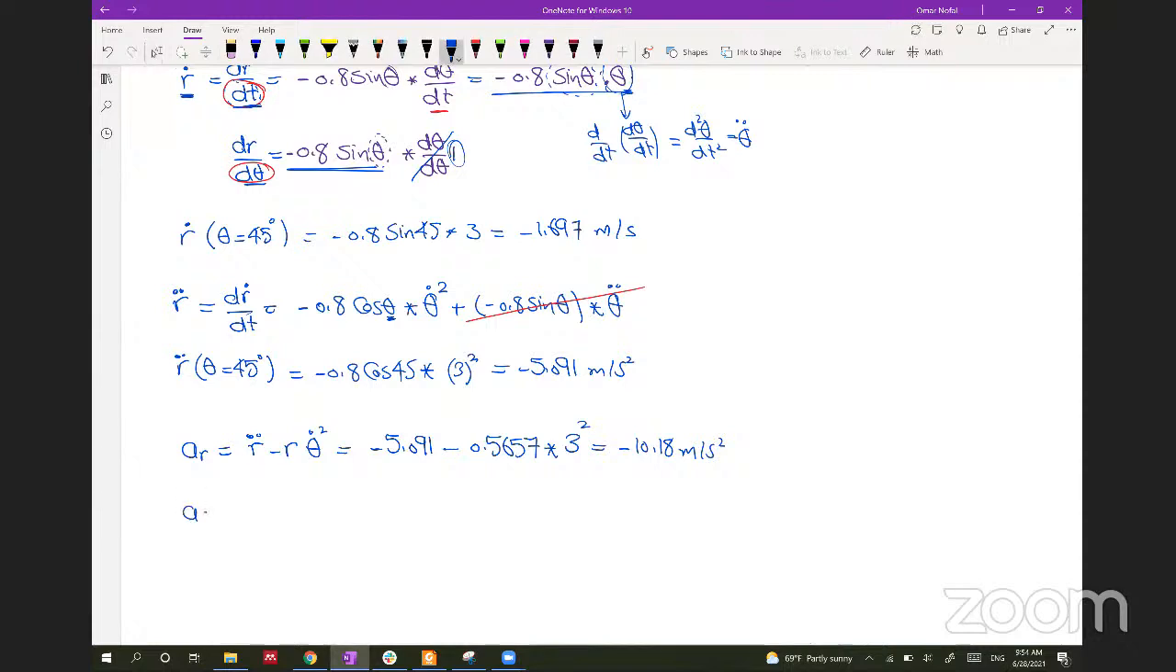So let's get a theta. So a theta will be equal to r theta double dot plus 2 r dot theta dot. And we know that theta double dot is equal to 0, so this term will be 0. So we'll have 2 multiplied by r dot, which is negative 1.697, multiplied by theta dot, which is 3. So this will give us also negative 10.18 meter per second square. So we got a r and a theta. So let's see how we can use them.